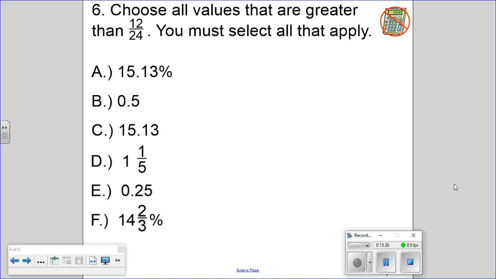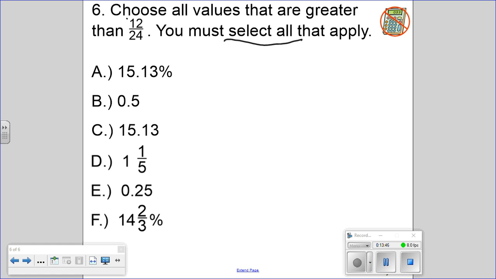All right, and this is our last question for today's video, and it is a review all the way back to Unit 1, just throwing this out there to see what we remember. So number 6, choose all values that are greater than 12/24. You must select all that apply. So remember, when it says select all, that means there's going to be more than one correct answer here.